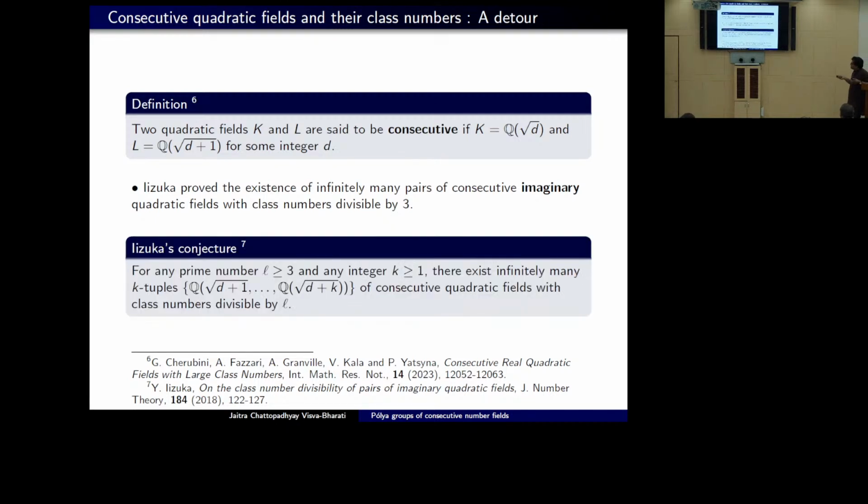This is the precise nature of the conjecture: that for any given prime number L, which is bigger than or equal to 3, and given any integer k, which is bigger than or equal to 1, there exist infinitely many k-tuples of the form Q(√(d+1)) to Q(√(d+k)), such that all of their class numbers are divisible by L.